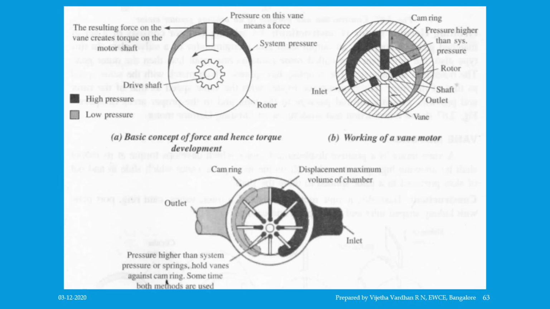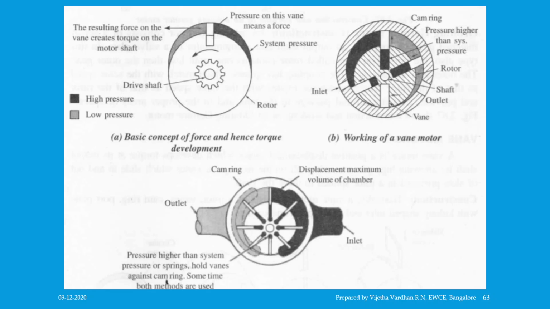Upon working, high pressure oil enters the rotor through the inlet port, acts on the small projected area of the vane, and develops force and hence torque. This torque rotates the rotor. As the rotor rotates because of the eccentricity, the vane slides out, resulting in more surface area and more force, hence more torque, which you can see in figures A and B, which illustrate the concepts of torque development and working of a vane motor. The vane motor is further classified as unbalanced vane motor and balanced vane motor.